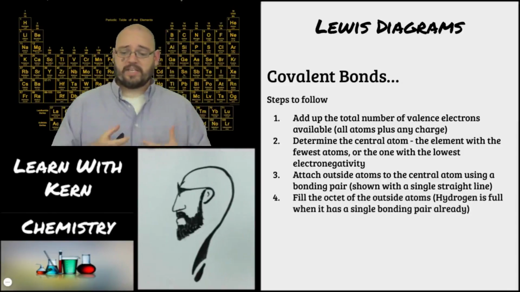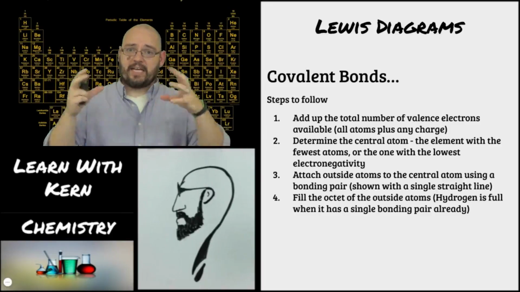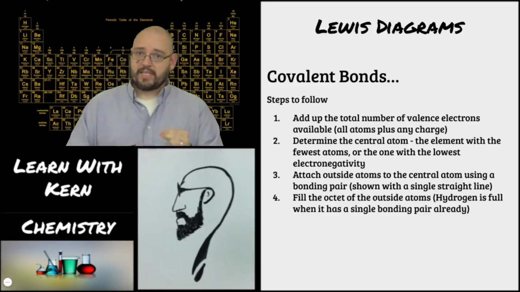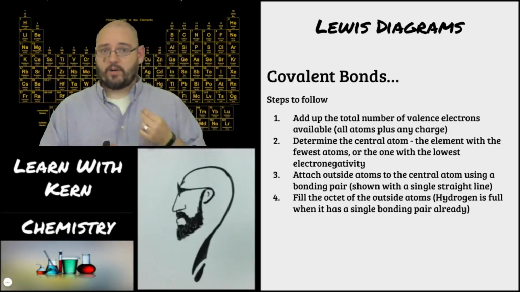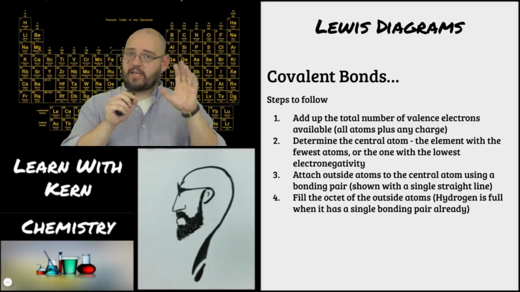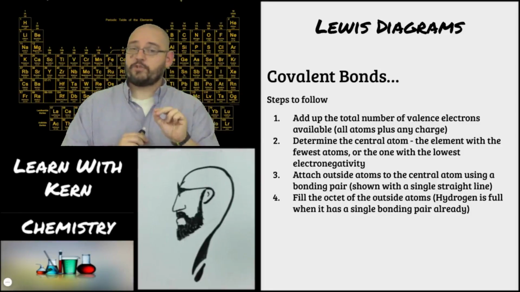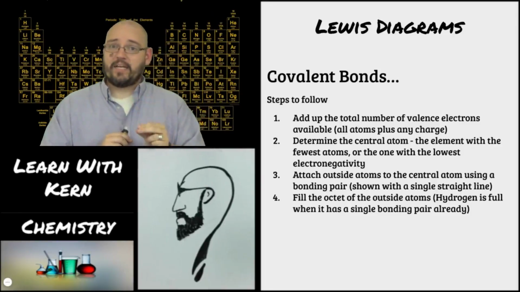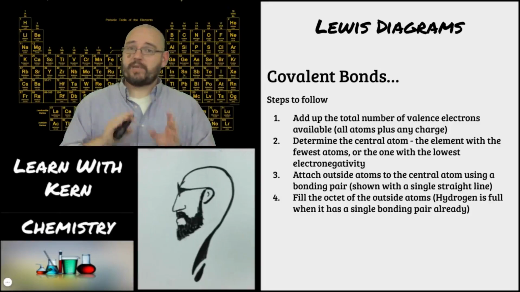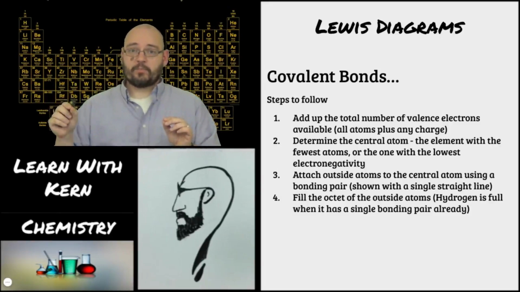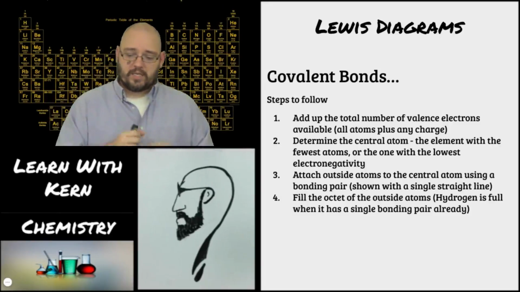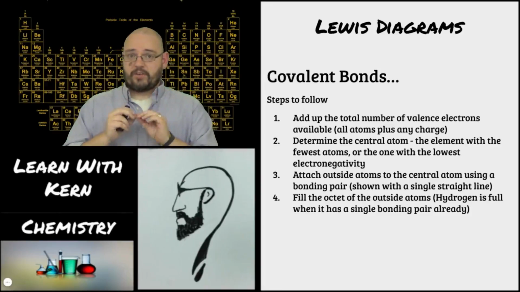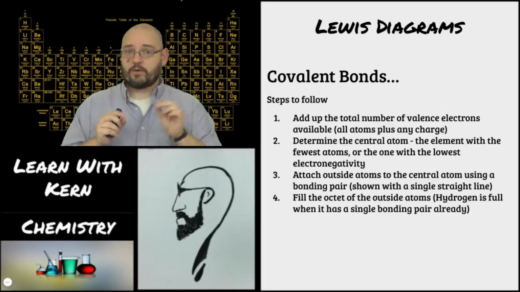Then you're going to fill the outside atoms' octets. So you're going to make sure all the outside atoms have a stable octet. Now hydrogen is the exception here. Hydrogen is full when it has a single bonding pair already. So once I make a bond with hydrogen, hydrogen is stable. It's full because hydrogen, being the exception, doesn't need 8. It wants to look like a noble gas just like everything else, but hydrogen wants to look like helium. Helium is a noble gas, but helium only has 2 valence electrons. So as long as it looks like helium, it's happy. So hydrogen is only going to share its 2 electrons there and have a single bonding pair.